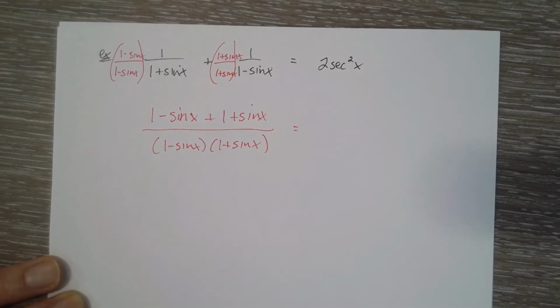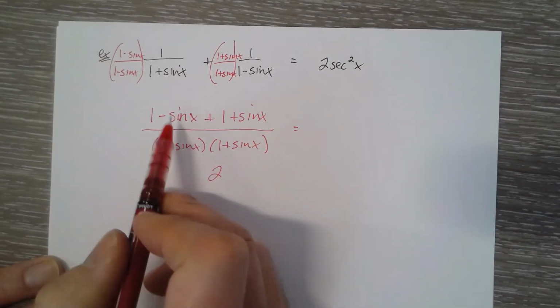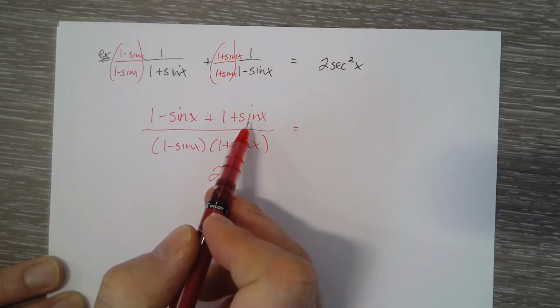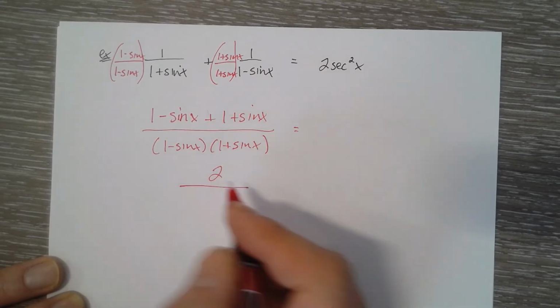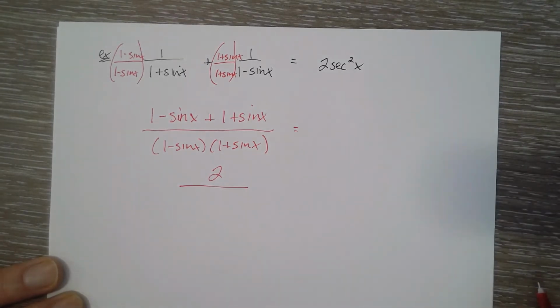What can I do? Good, simplify the top. 1 plus 1 is 2. Negative sine x plus sine x is nothing. So I have 2 over. Should I do anything with the bottom right now? Should we?